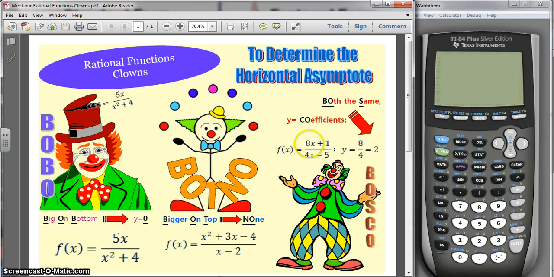So the coefficient of 8x is 8. The coefficient of 4x is 4. So you look at the coefficient of those x's. You divide 8 divided by 4, you get a 2. So y equals 2 is your horizontal asymptote.